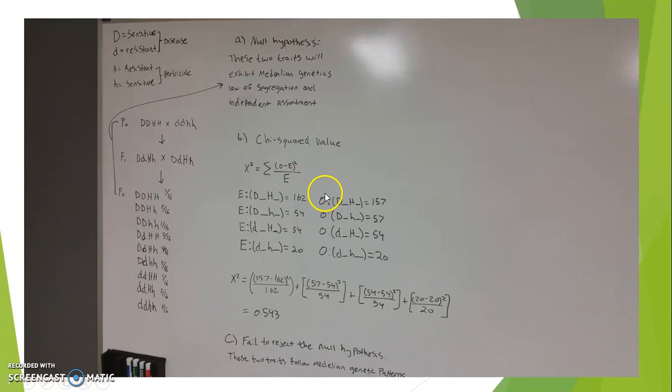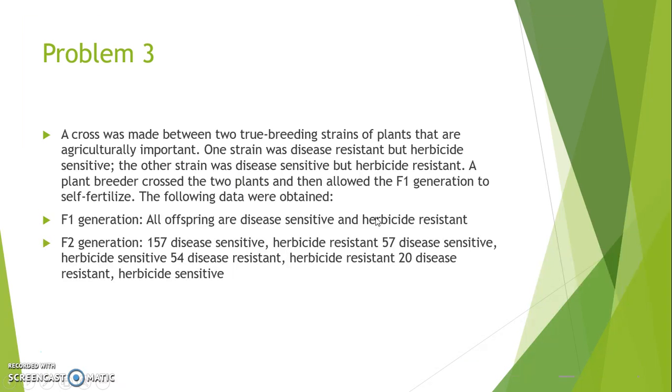So that's just to find the chi-squared value. So this is the equation. And so you have your expected probability of getting a disease sensitive. So I figured out the expected value, and then the observed values of disease sensitive, herbicide resistant, disease sensitive, herbicide sensitive, and the expected values for disease resistant, herbicide sensitive, or resistant, and then disease sensitive or disease resistant, herbicide sensitive. And then I have the observed values in the table shown right here.